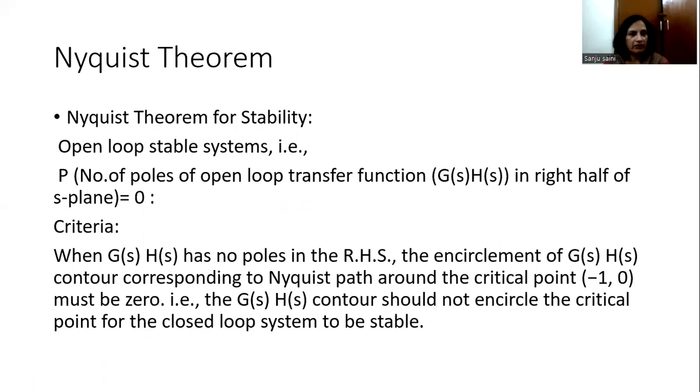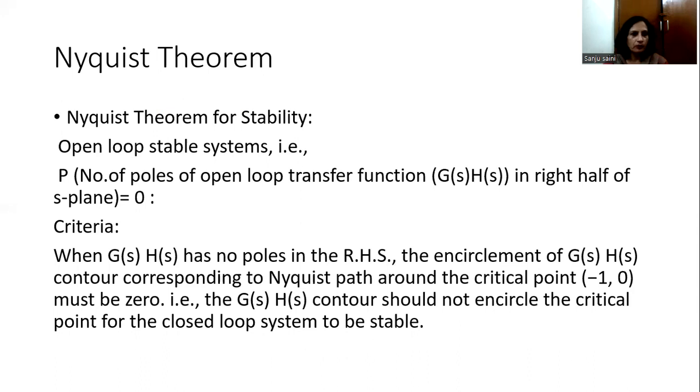Because whenever we have a closed loop system, it has two transfer functions. First is the open loop transfer function, given as G(S) multiplied by H(S). Then we have the closed loop transfer function, given by G(S) divided by 1 plus G(S)H(S). In order to ascertain the open loop stability, we take the poles of the open loop transfer function. If all the poles lie in the left half of the S plane, the system will be open loop stable.